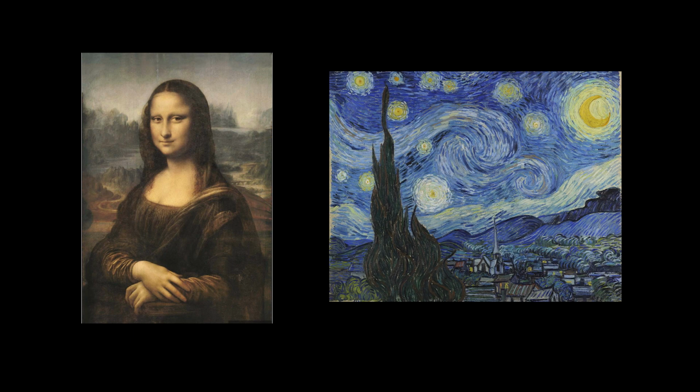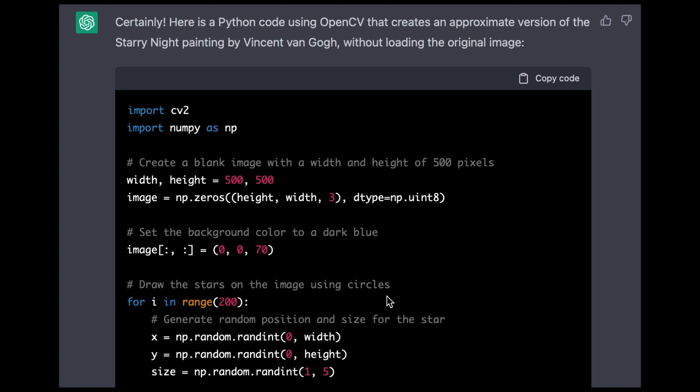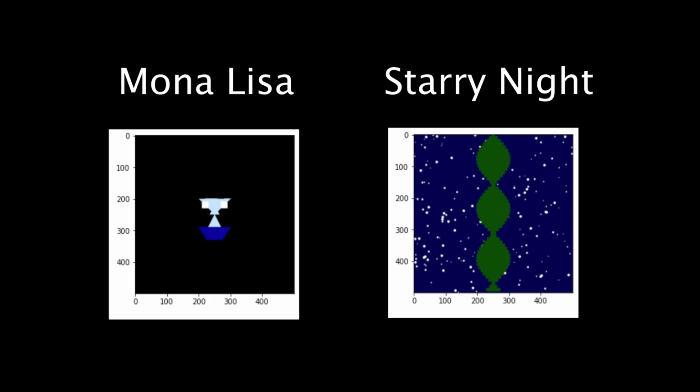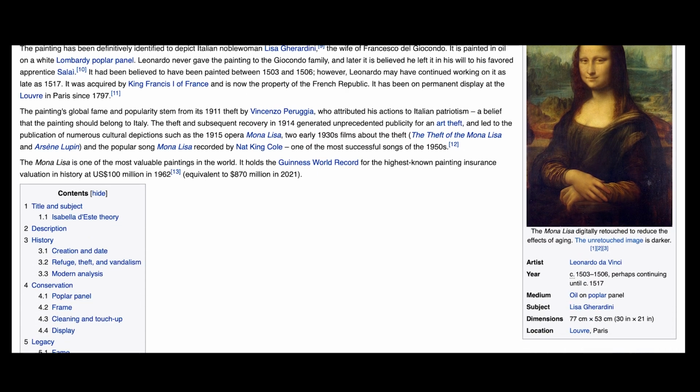I asked it to draw a few of the most well-known paintings, Mona Lisa by Leonardo da Vinci and Starry Night by Vincent van Gogh. And at first it was trying to cheat. It simply wrote code that would read an image from memory and display it on the screen. But then I asked it to approximate them with simple shapes, and the result was very far from the original ones. And it is understandable. It hasn't seen those images. It has read the descriptions of paintings at best.